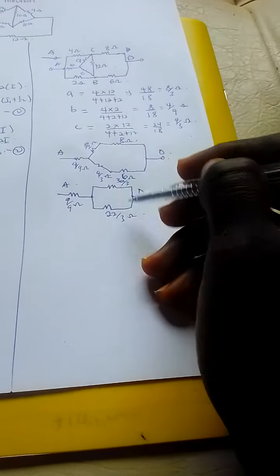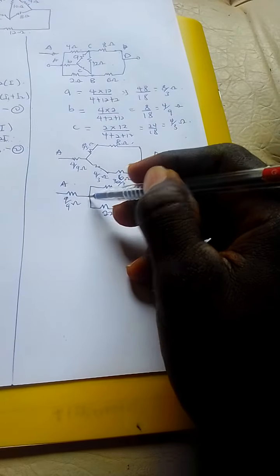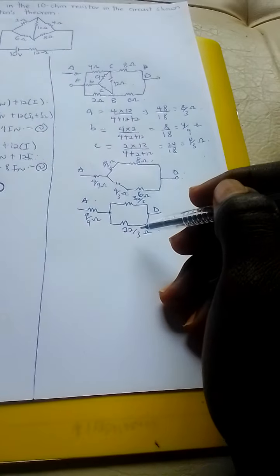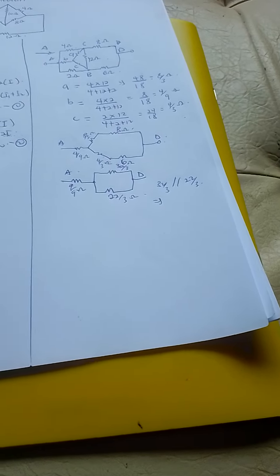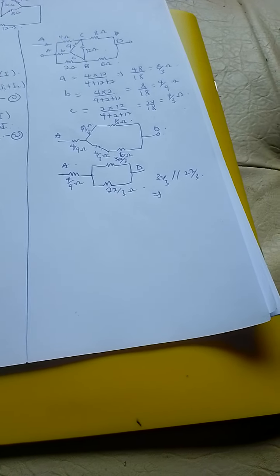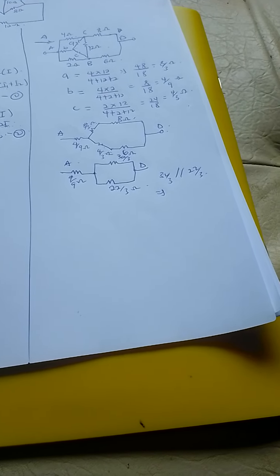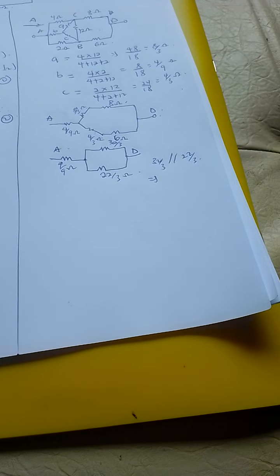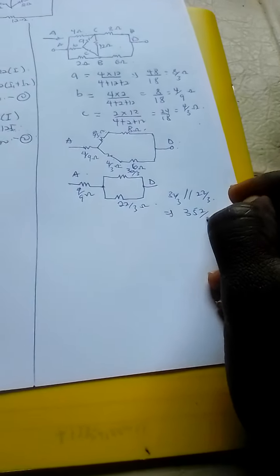So from here, we know that this and this are now in parallel, since there is a node here, and when you traverse through that path, you are not going to meet any other elements. So we find the parallel. This place and this place, we have 32 on 3 being parallel to 22 on 3, and that will give us 32 on 3 multiplying 22 on 3, over 32 on 3 plus 22 on 3. You punch it onto your calculator, and that will give us 352 over 81 ohms.